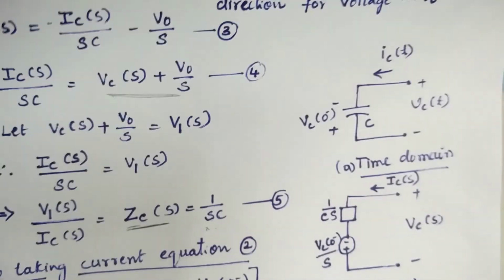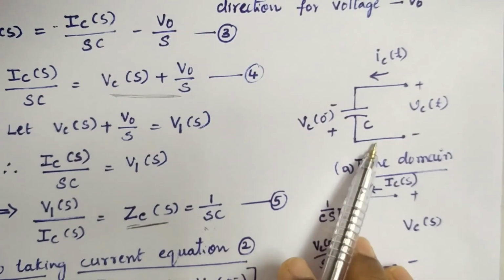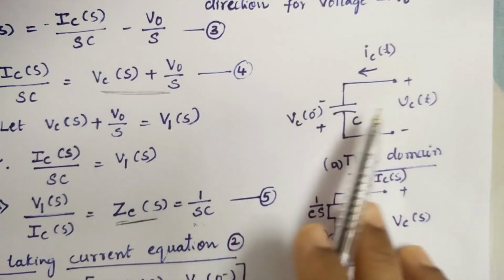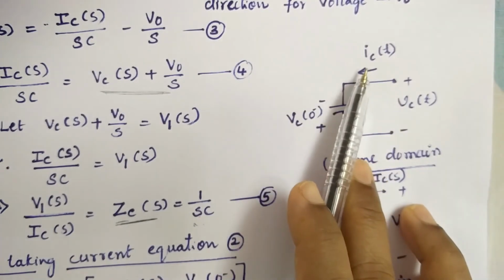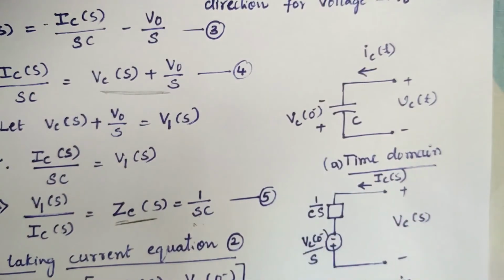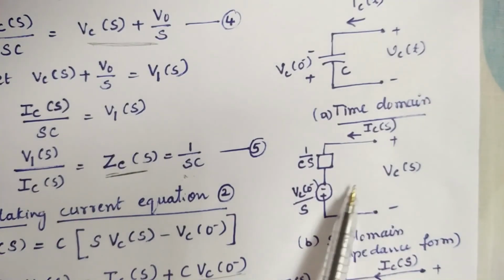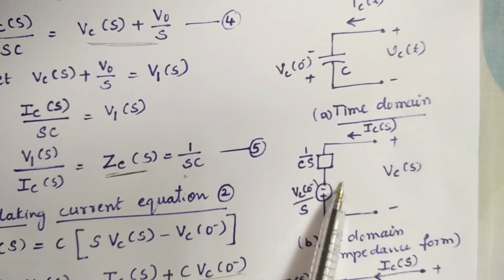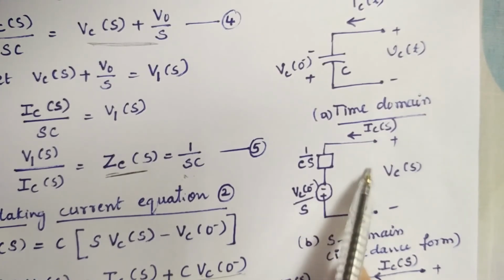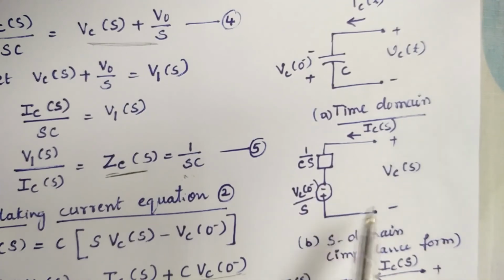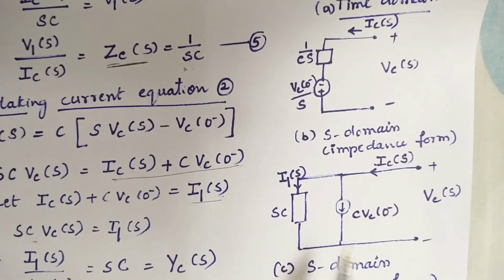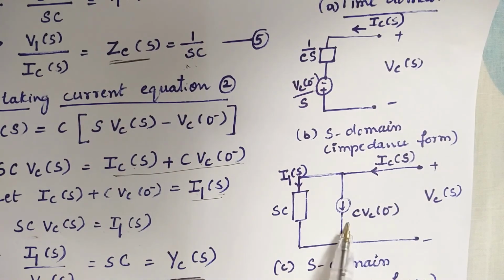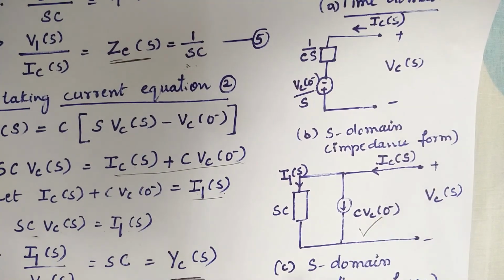So these are the equivalent circuit diagrams. This is the equivalent circuit in the time domain: capacitor, initial voltage, voltage across the capacitor, current through the capacitor. Similarly, this is the equivalent circuit in the S domain, in impedance form. Just follow that voltage equation and you get the equivalent circuit. Similarly, this is the equivalent circuit in the S domain in admittance form. Follow the current equation so that you can get this equivalent circuit.